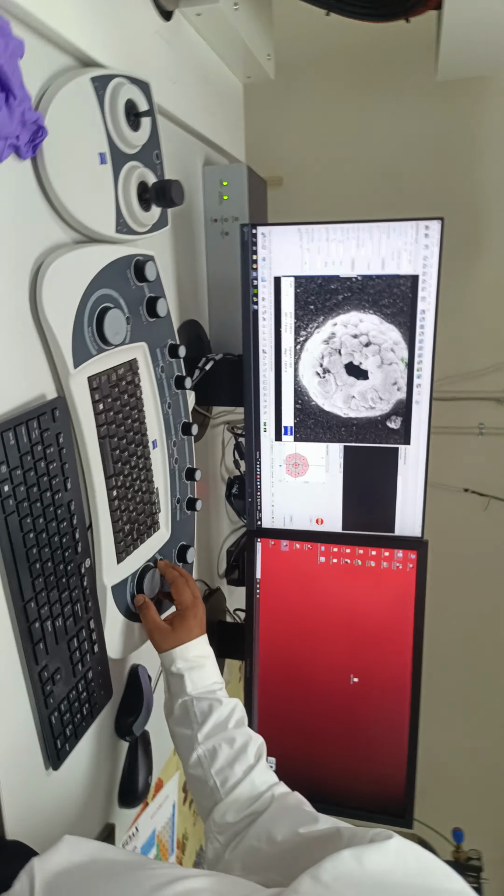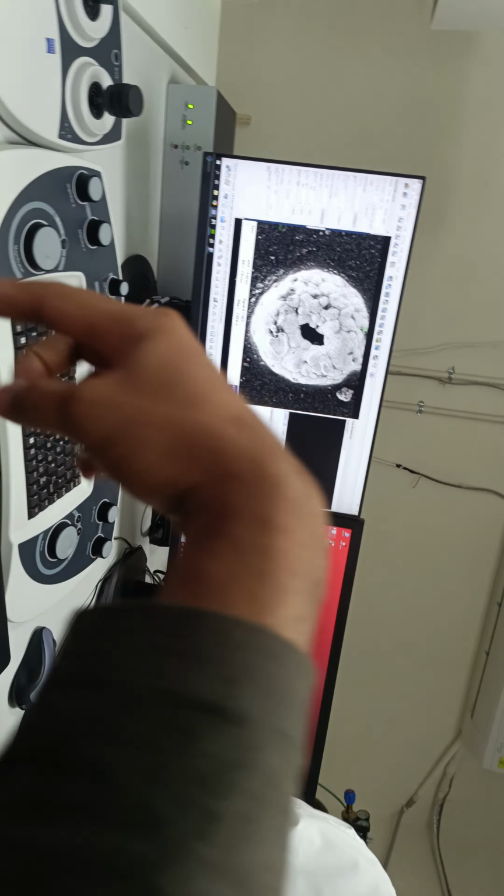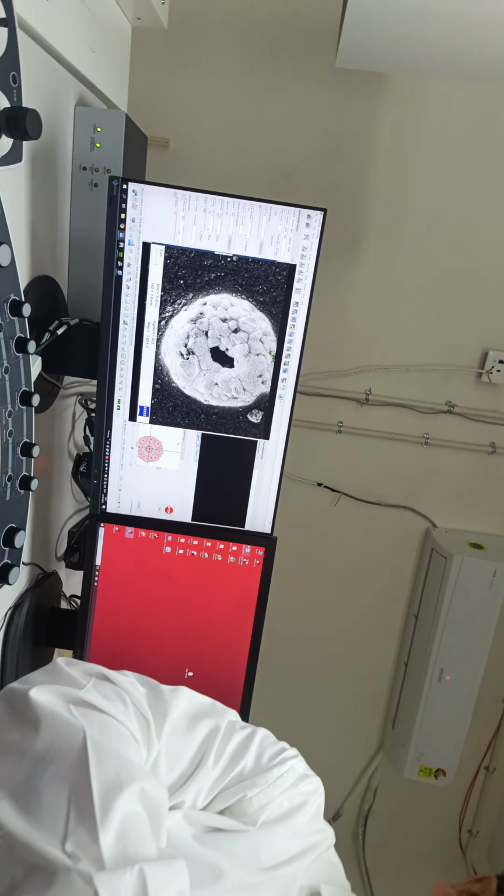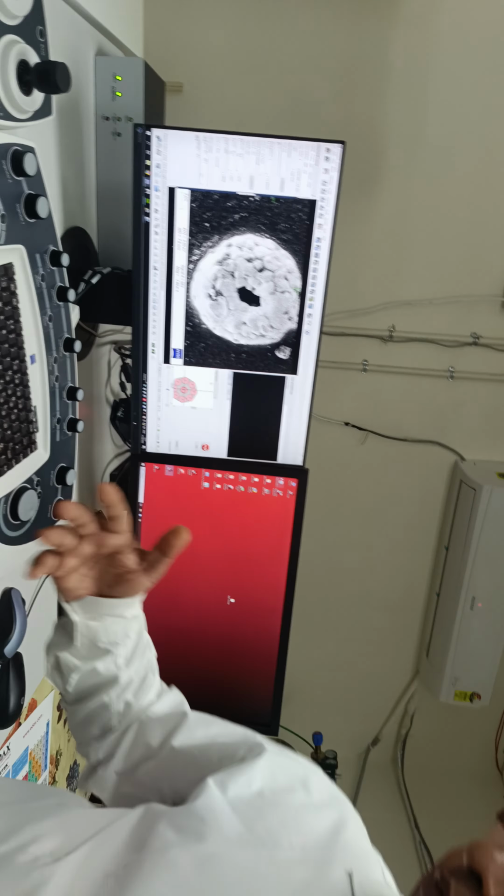How will we know whether we have to rotate clockwise or anti-clockwise after seeing that there is error? So what is the rule?